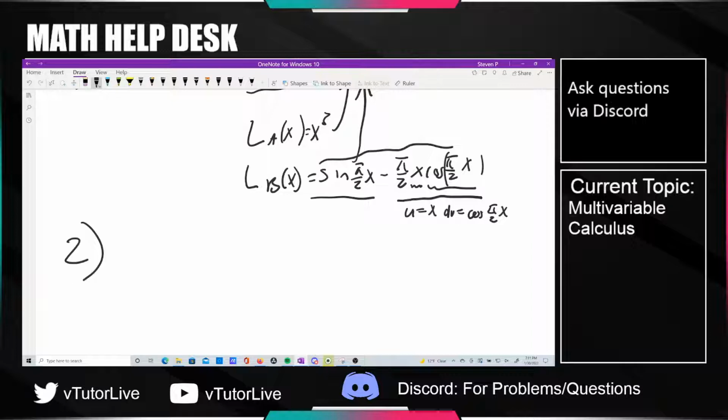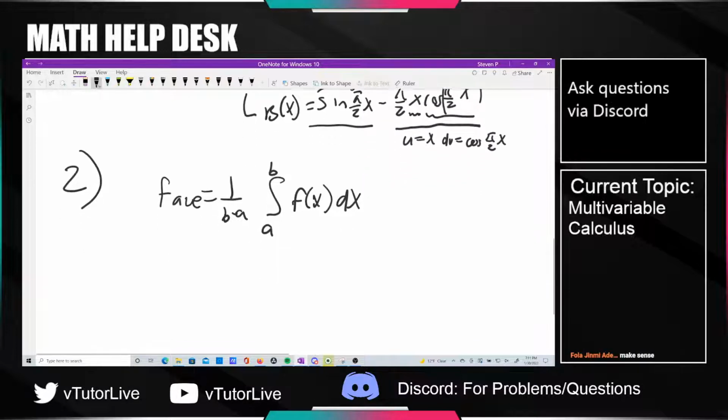Now we're talking about the average value of a continuous function f on some closed interval. So f average is equal to 1 over b minus a, integral from a to b, f of x dx. In high school, you probably learned that the average of a collection of numbers is, sure, okay, the usual average.